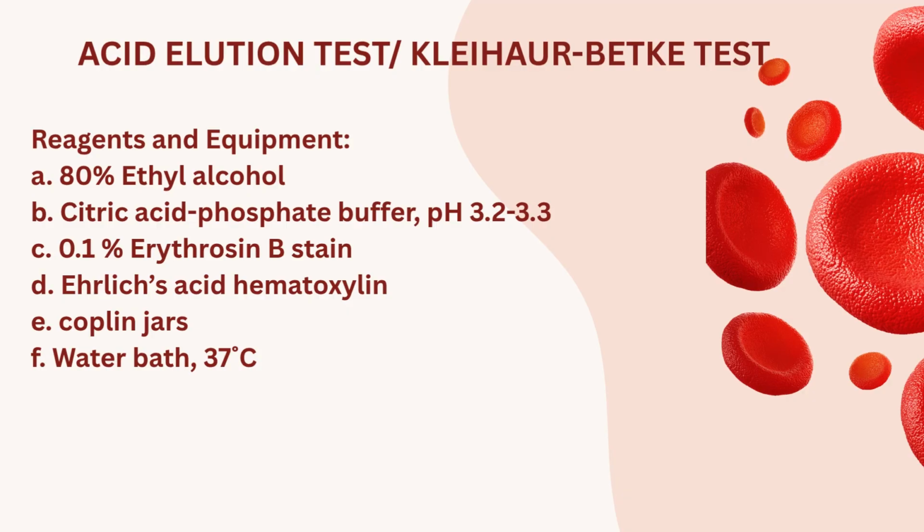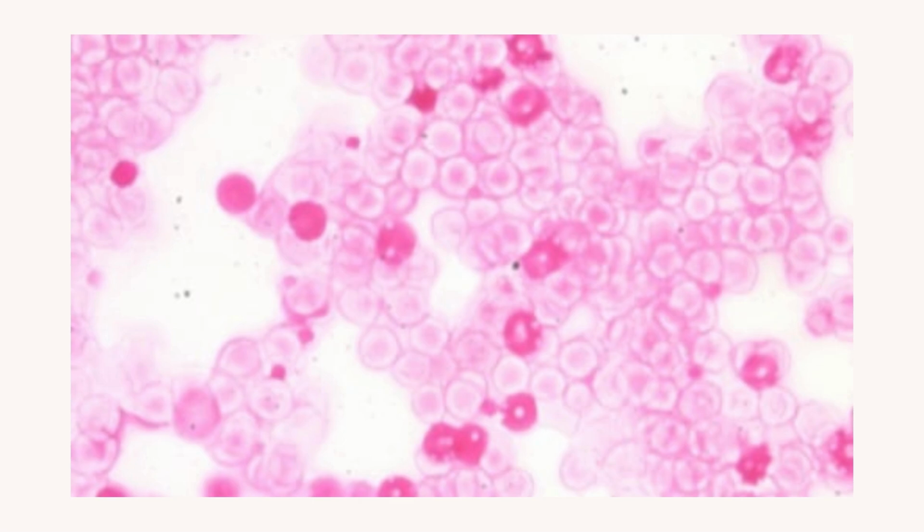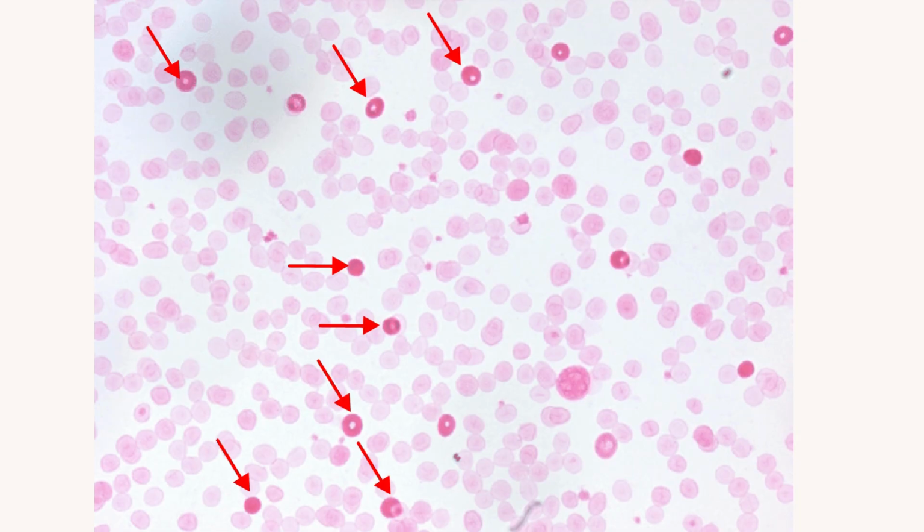So, the reagents and equipment. Adult hemoglobins are eluted from the RBCs, or red blood cells, whereas hemoglobin F resists acid elution and remains in the cell. When the cells are subsequently stained, red blood cells containing hemoglobin F will take up the stain, whereas RBCs containing only adult hemoglobin will appear as ghost cells. As pointed out by the red arrows, these are the cells that contain hemoglobin F.